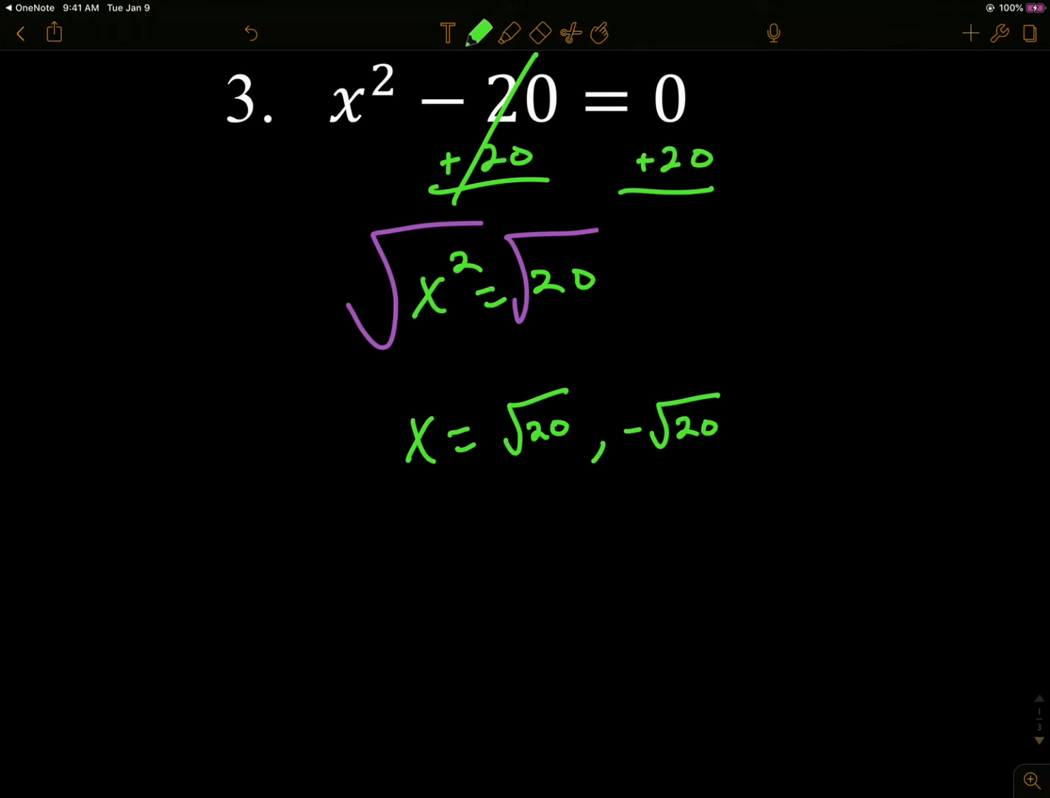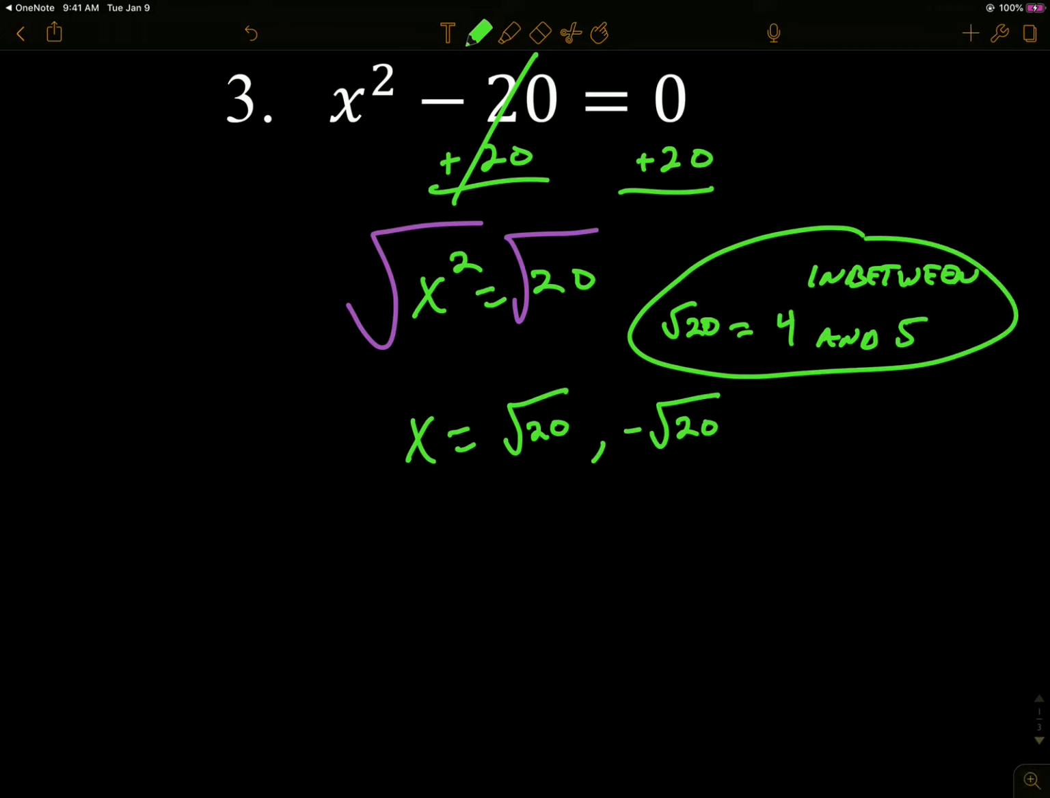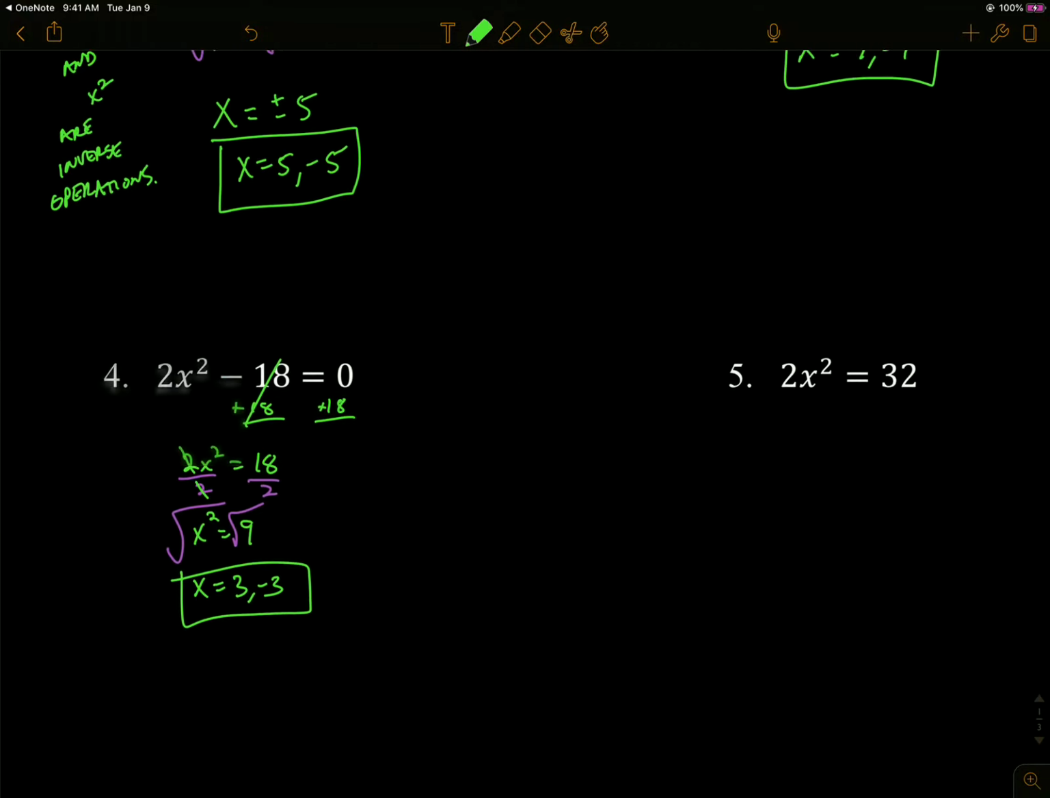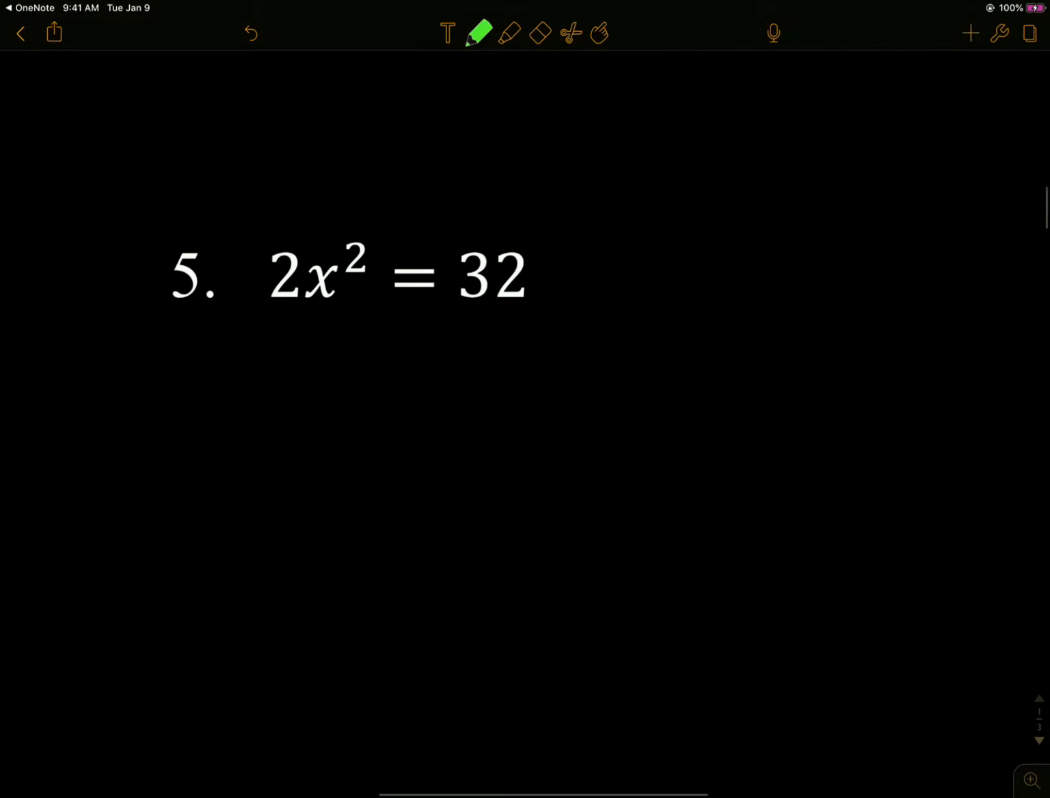We know that the square root of 20 is a decimal in between 4 and 5. You can use your calculator to get the decimal. All right, here's a little note. You can leave this as the exact answer, or you can use your calculator to get the decimal. I'm just going to leave that as the exact answer.